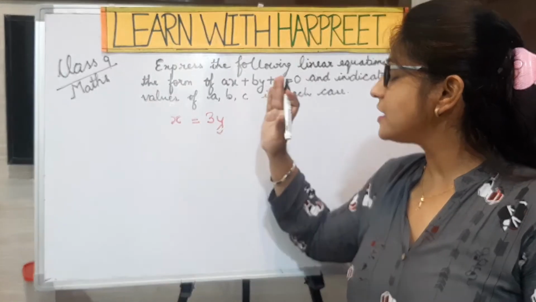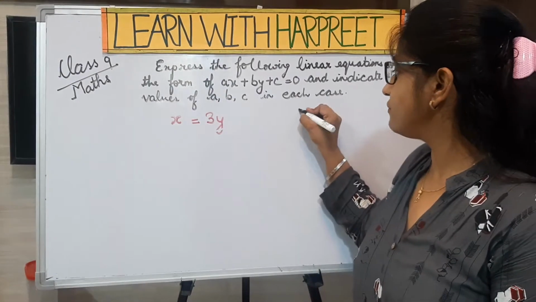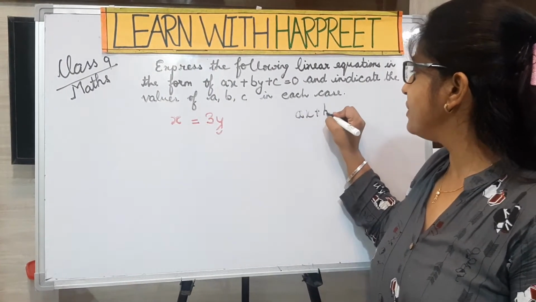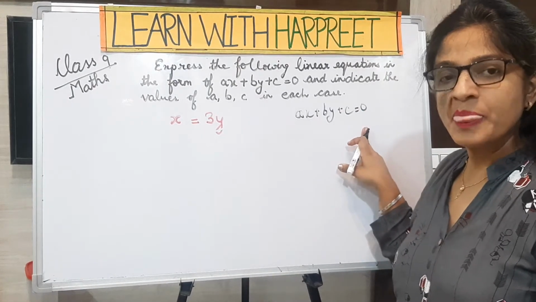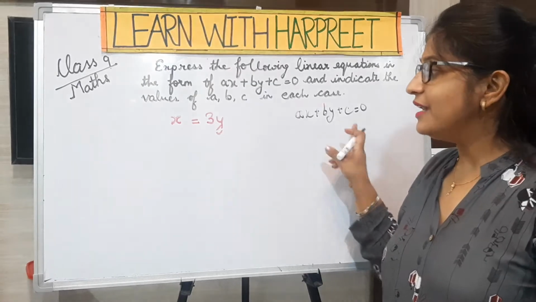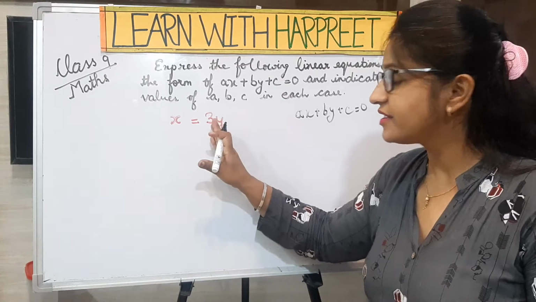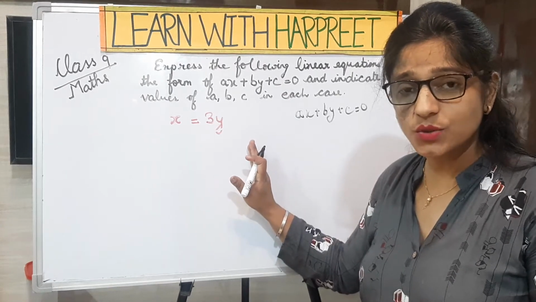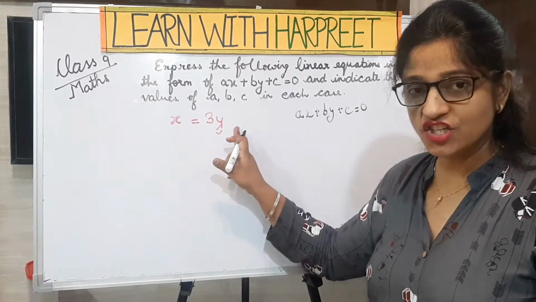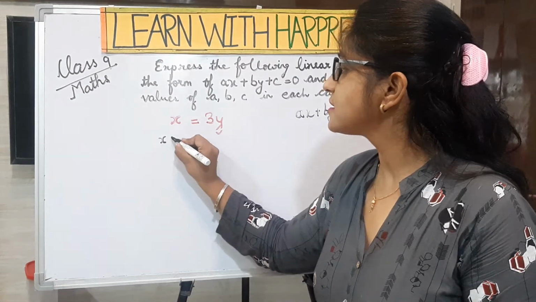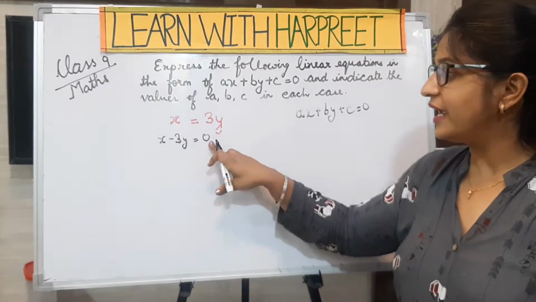See, first of all, you have to make the RHS 0, because when you write the equation in ax plus by plus c is equal to 0 form, your RHS is always 0. Yes, the right hand side is 0. Similarly, I want to make the RHS 0 here. So this plus 3y on the right hand side of equals to, I'll take it to the left side and then the sign will change. So it will become x minus 3y is equal to 0. Now I have made the RHS 0.